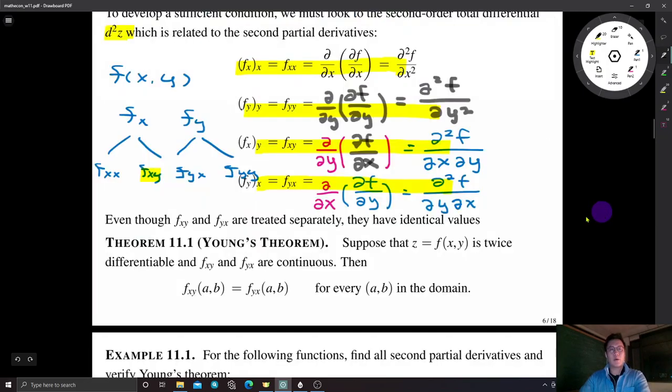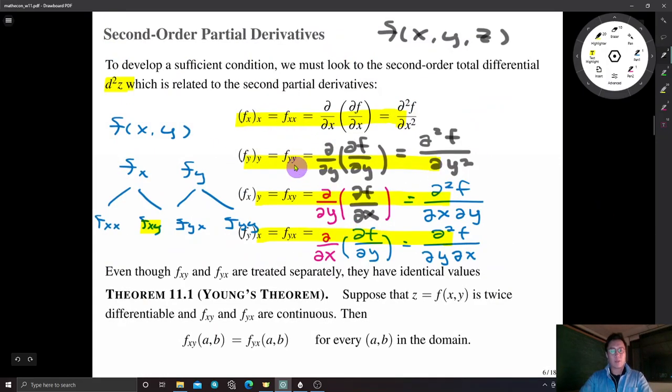All right, so although it seems that we have four second partial derivatives, the last two are equal to each other. So we have three. In other words, the differentiation order does not matter. Whether we took the derivative with respect to x first or y first, the two cross partials are identical.